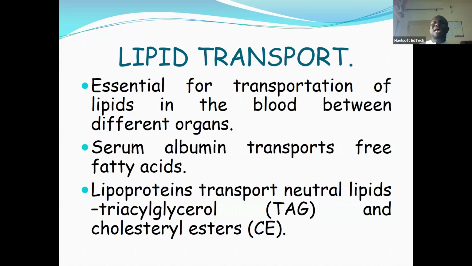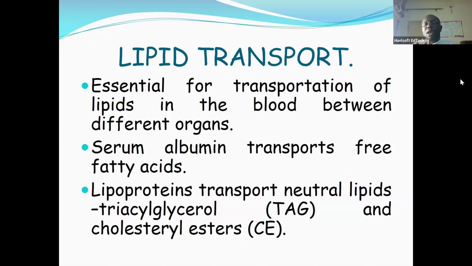Now, let's talk about how lipids are transported. We are talking about the transmission of lipids from the blood to different organs. We have to talk about the serum albumin. Serum albumin transports free fatty acids. While the lipoprotein transports what? Neutral lipids. What are the neutral lipids? One is triacylglycerol. Two is cholesterol esters.